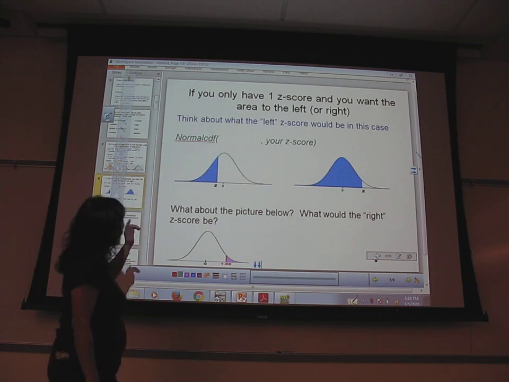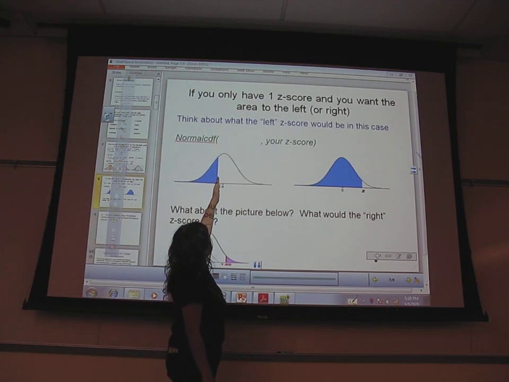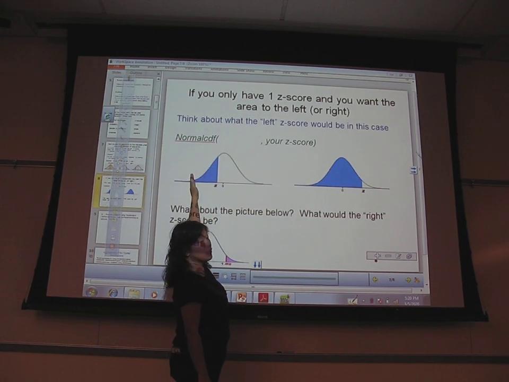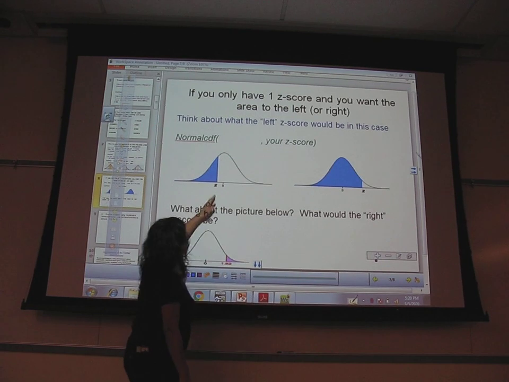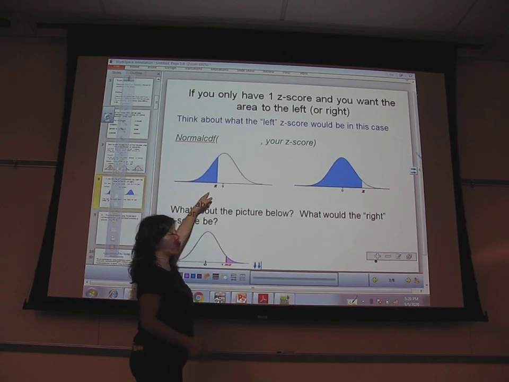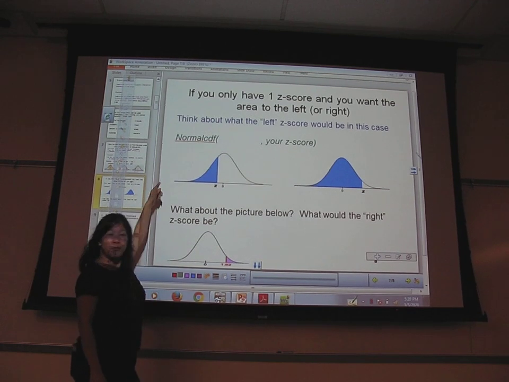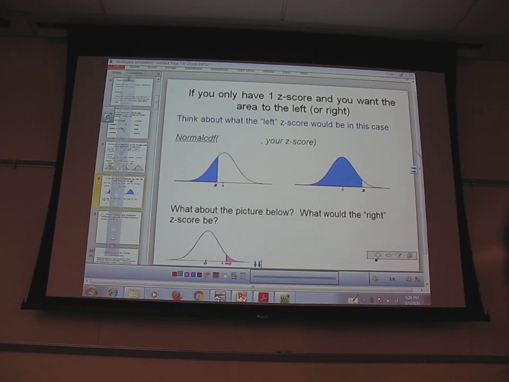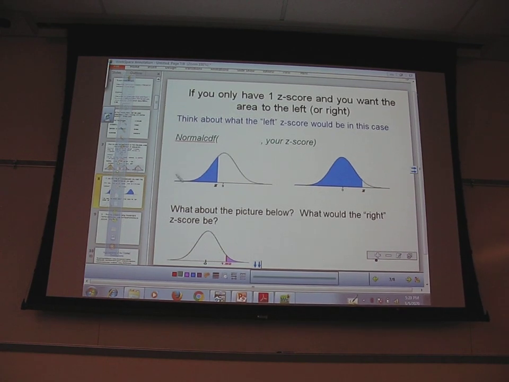So, here's one where we just have 1. And I'm looking for the area. Is this above it or below it here? Below it. So then, I need to figure out what the other z-score is. What's the z-score way out here? Negative infinity. So that would be your other z-score. You go all the way to the end, and your z-score would be negative infinity.